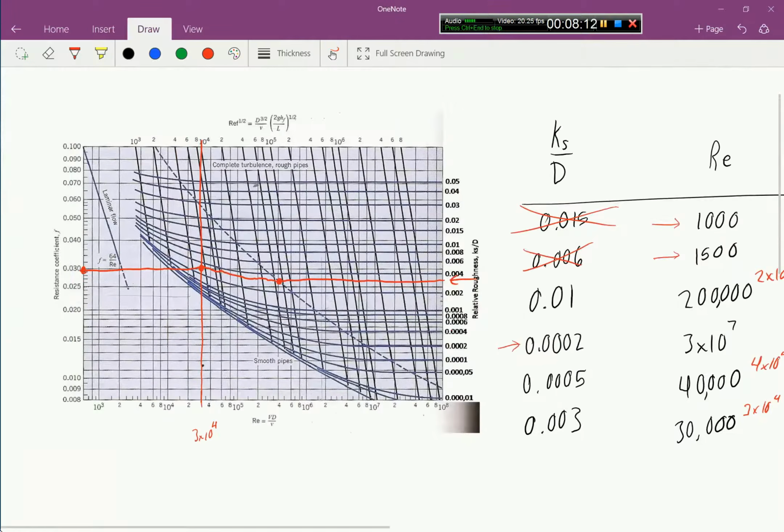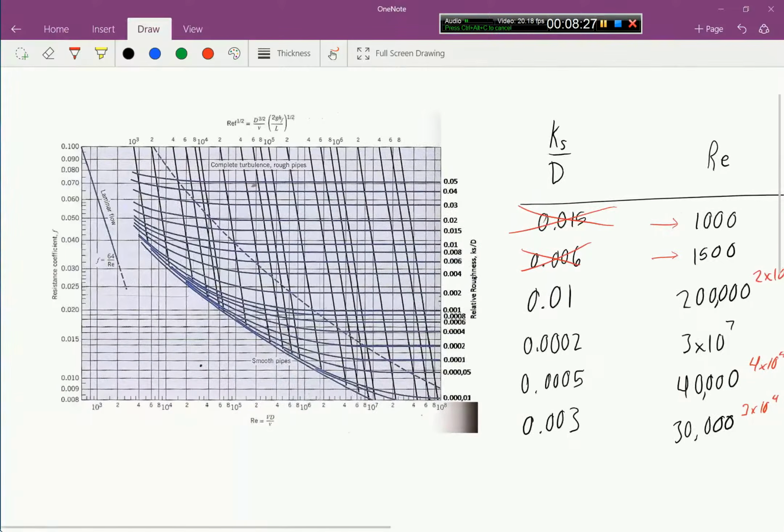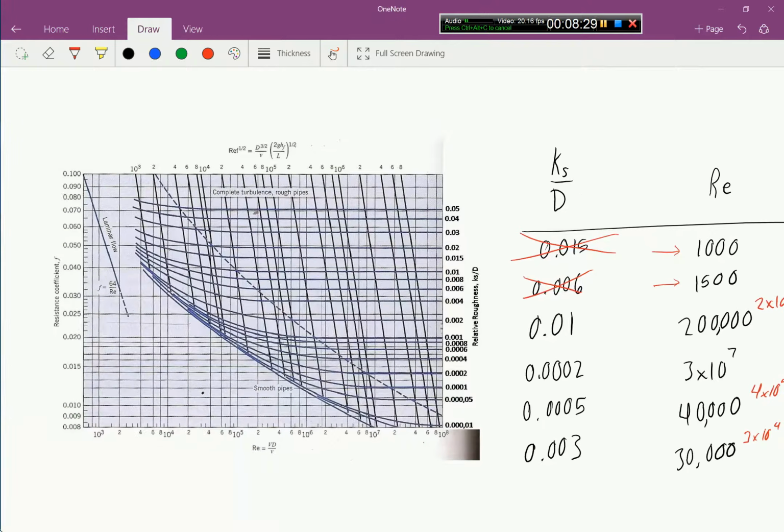So this was just a little practice for reading the Moody diagram. The logarithmic scale is probably the part that's going to trip most of you up. That's something you just need to know how to read, is log scales, and hopefully this helped.